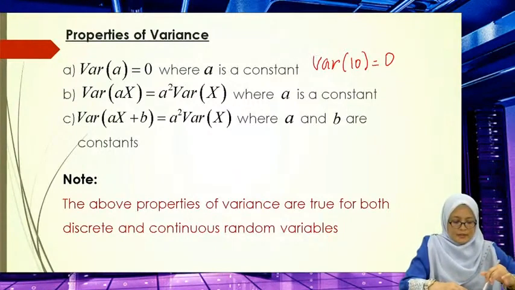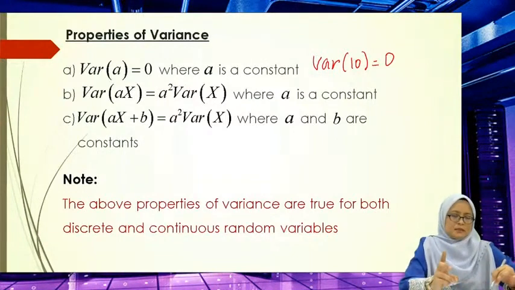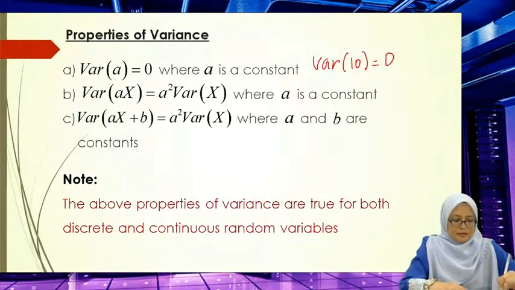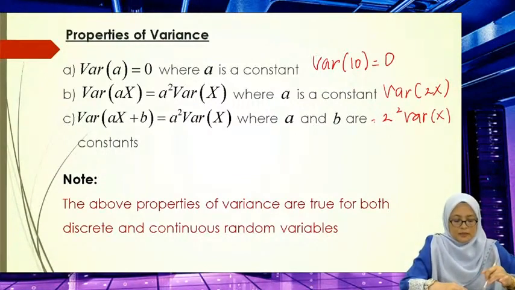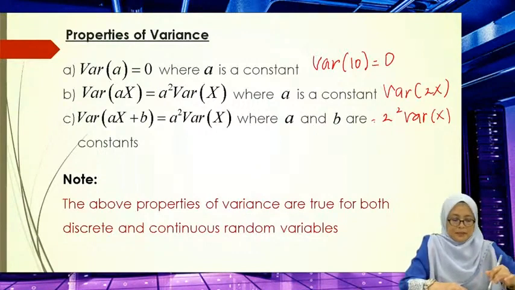So then variance for AX ataupun yang ada certain function, so ambil dia punya constant tu, square kan, then darab dia punya variance X. So katalah you ada variance 2X. So you ambil 2 square darab variance X. So dapatlah. So then C pun sama juga, variance AX tambah B.